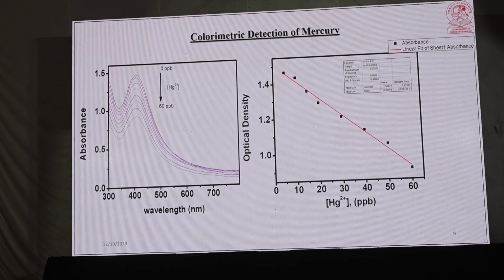For the quantification, I used the silver nanocomposite in a concentration of 0 ppm to 60 ppm Hg2+ ion solution. Here we can see that there is a linear decrease in the intensity of the absorption of the silver nanoparticle in the composite film. This is the calibration graph.